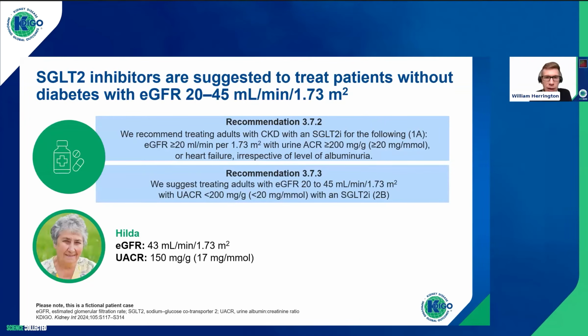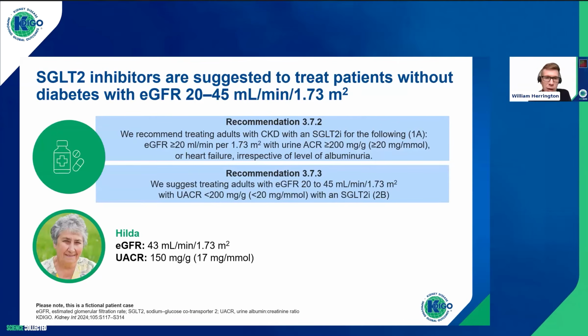This fits very nicely with KDIGO recommendations. There are 2 recommendations related to people without diabetes. Hilda would fit into the bottom of the 2 recommendations. She's got an eGFR of 43, so she's in the 20 to 45 category, and she's got albuminuria slightly less than 200 milligrams per gram. That's a 2B recommendation, a suggestion based on B level of certainty.